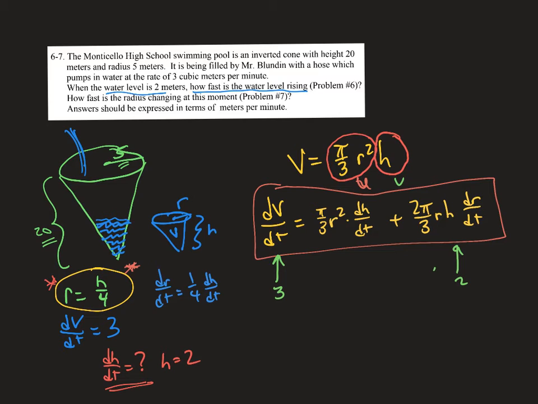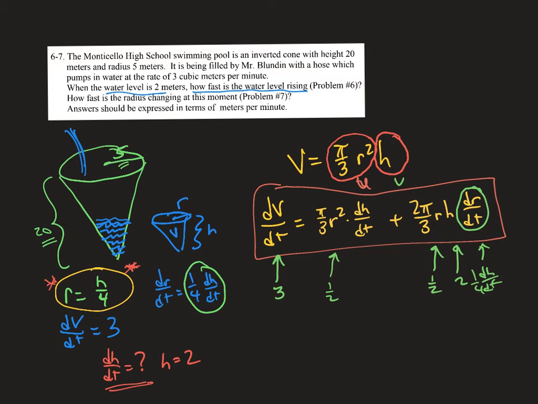Now, for r, remember that r is h over 4, so I'm going to put 2 over 4, which is 1/2. And that means I'll also put the 1/2 in right here for the r squared. And then my only choice with this dr/dt is to substitute 1/4 dh/dt, because I'm trying to solve for dh/dt, I don't know what it is. So I got to put 1/4 dh/dt in there.